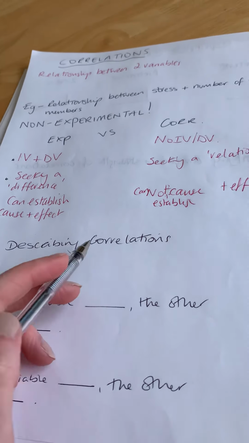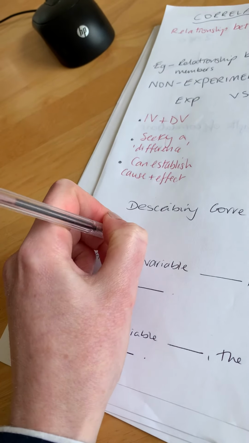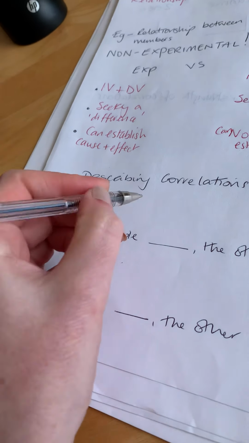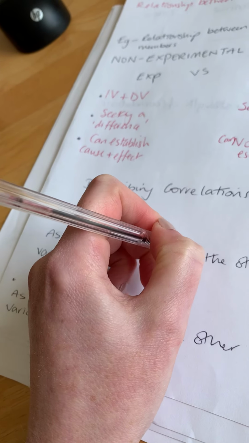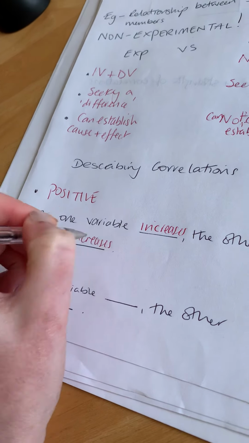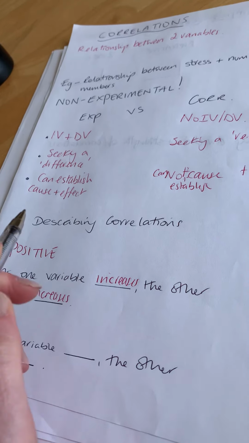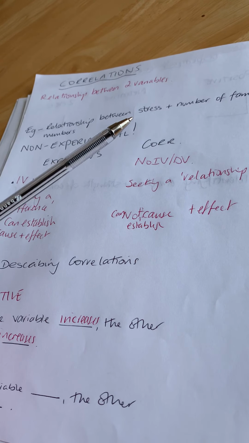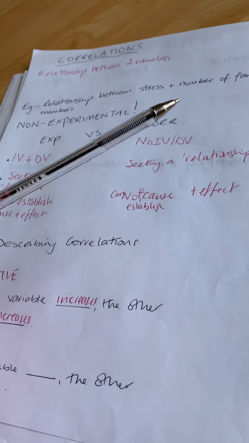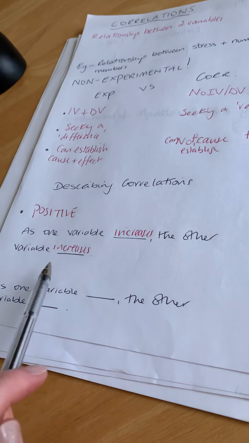So when we come to describing correlations, a correlation can be described as a positive. So within a positive correlation, as one variable increases, the other variable increases. So, for example, the higher the stress levels, the more family members are present. Okay, as one variable increases, the other variable increases.